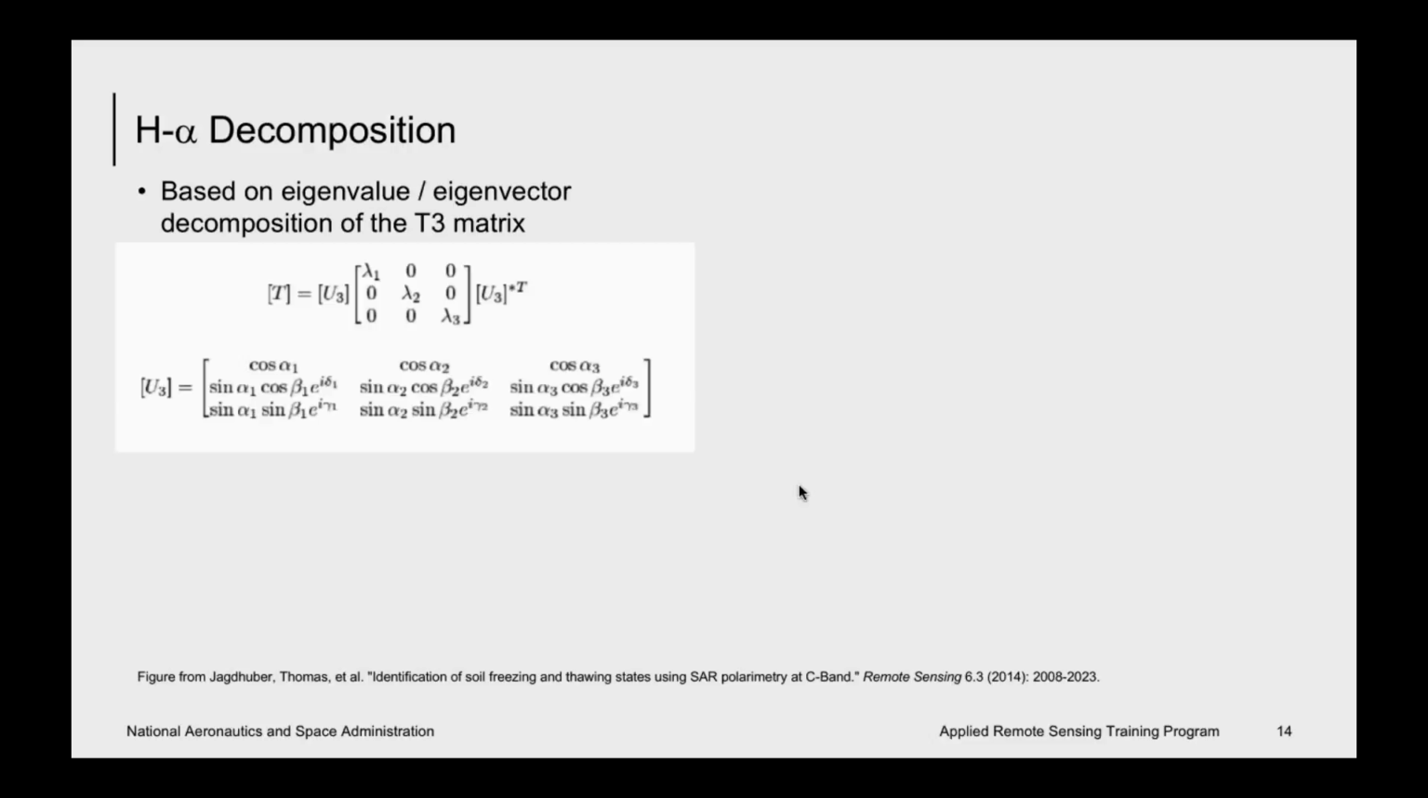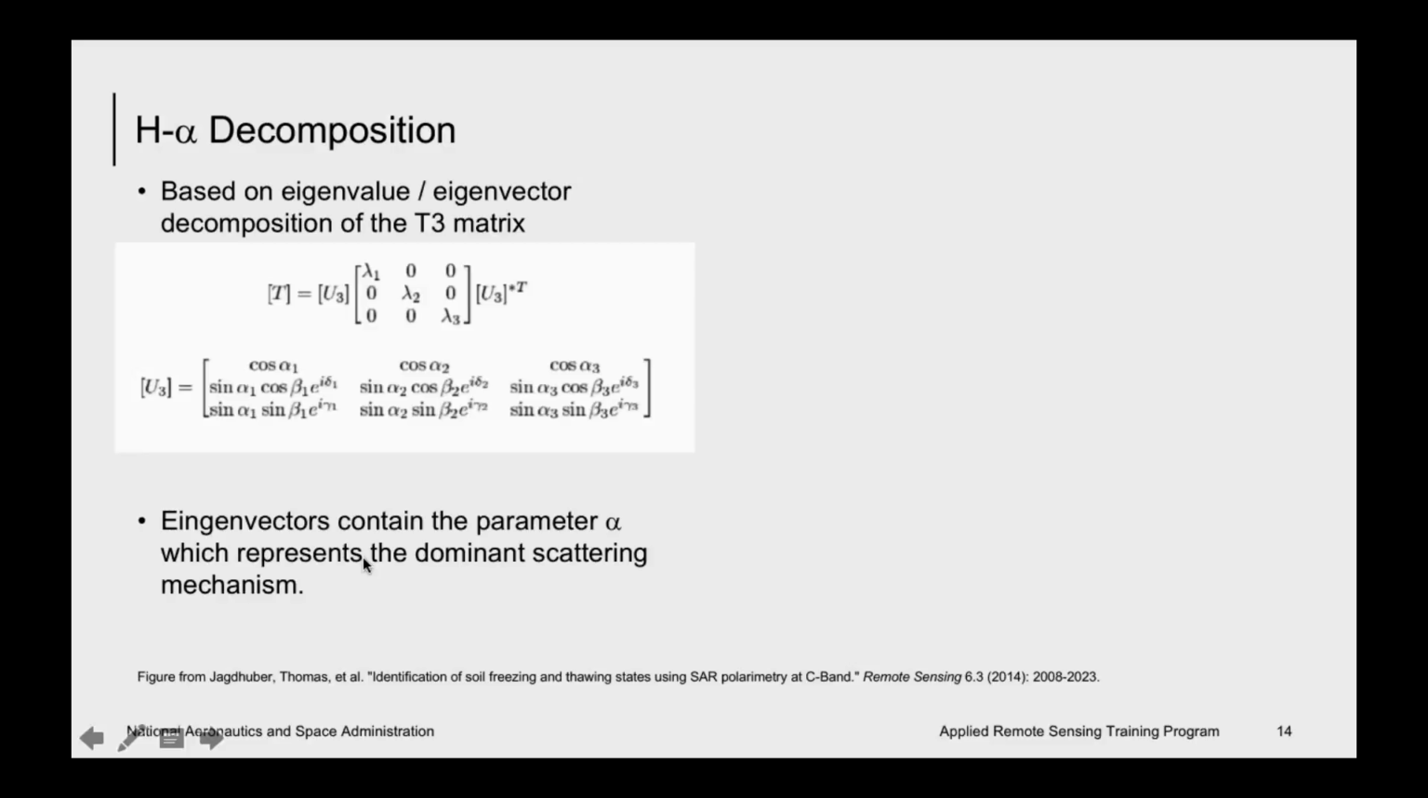So we talked about H, what about alpha? Alpha is also based on the same decomposition. It's another output that you get out of the same decomposition. And this is alpha. It's part of the eigenvector result. And the important thing to know is that alpha is an angle, and it represents the dominant scattering mechanism in your pixel. And this is how it's calculated.